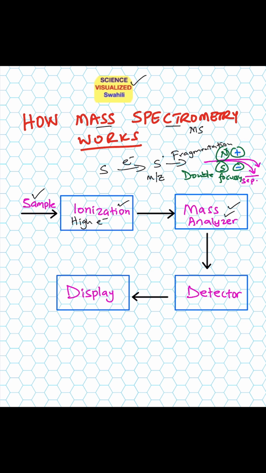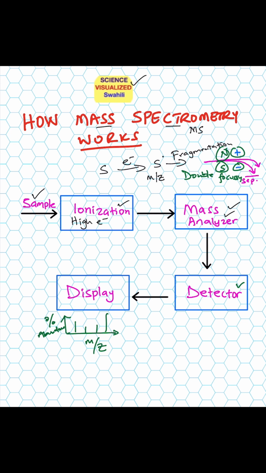So after you get through the mass analyzer, that information is fed to the detector, which then identifies the mass to charge ratio, and from there that information is fed to the display where you actually are able to see the data. And remember, the mass spectrum looks like peaks, it looks like lines, where each line corresponds to a different mass to charge ratio. And then the vertical axis is percentage abundance.